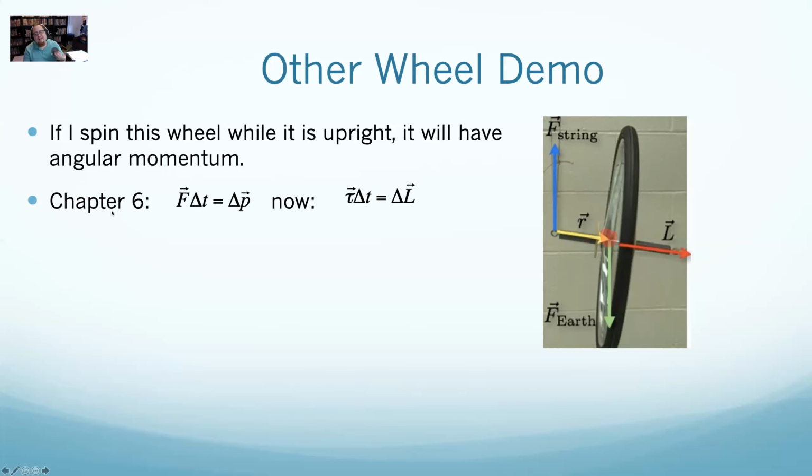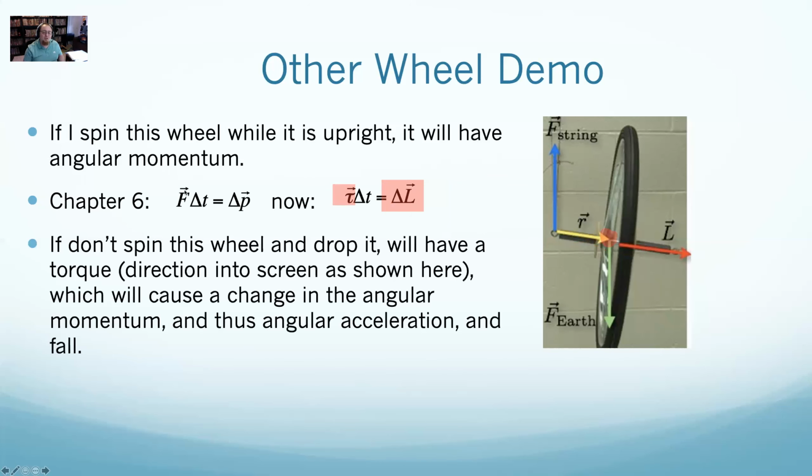And if I do apply a torque, because here I can't use conservation of angular momentum, a torque due to the force of Earth is being applied to this wheel. If I apply a torque, my angular momentum changes. So if I just drop this, it just falls. But if I spin it, the torque that is the force of gravity, this yellow R times this green F, will change the angular momentum.